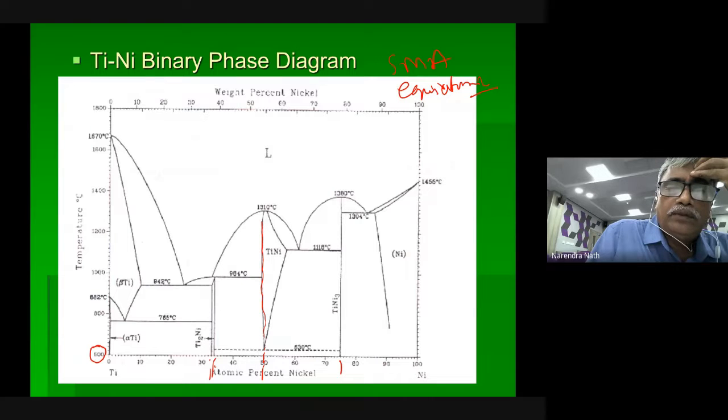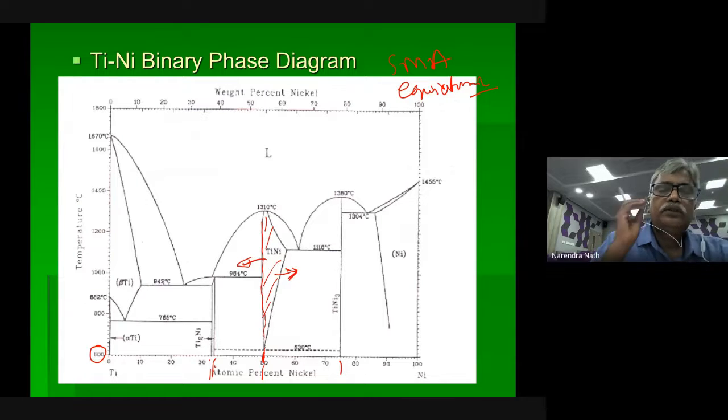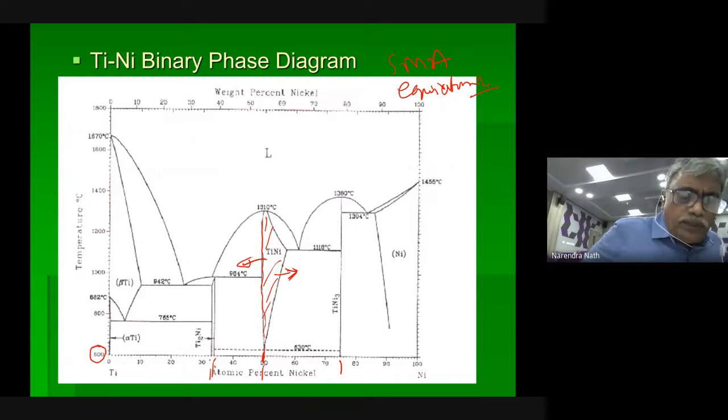And because we are talking of SMA, this is exactly near equiatomic existing here. So that means only in this triangle area you can get titanium nickel. Only in this triangle area. If you go away from this, it is not possible. It is highly impossible. So you will get an alloy, but without shape memory effect.